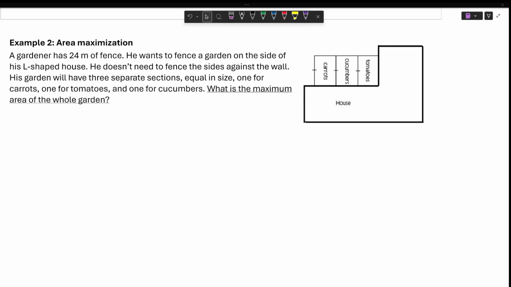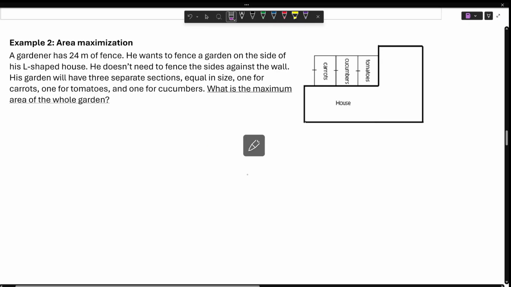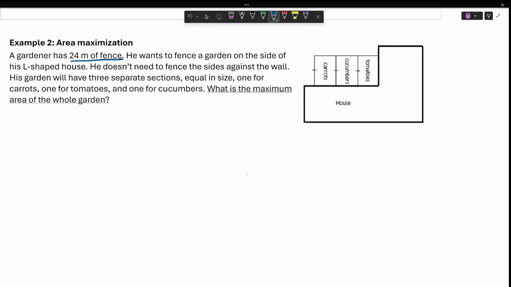In this video, we're going to do an example of a word problem that has to do with area and optimization of area. In this scenario, a gardener has 24 meters of fencing. Maybe that's all they can afford, or maybe that's all that was in stock. The gardener wants to fence the garden on the side of the house. In this case, we actually have a diagram.